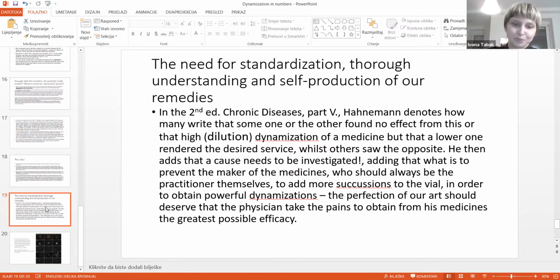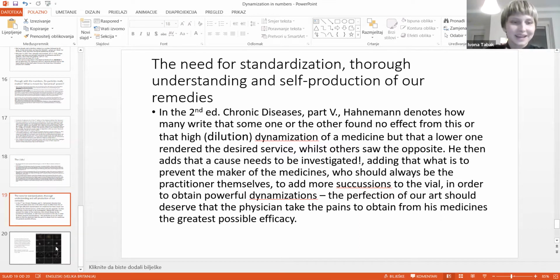It is very, very concrete. Yeah, definitely. So he basically says, do your own remedies, understand what you're doing, don't be weak and negligent, don't be stupid, take some effort and do it properly.